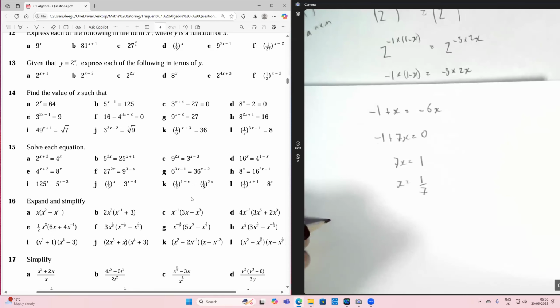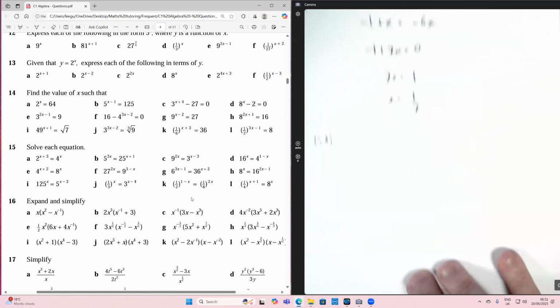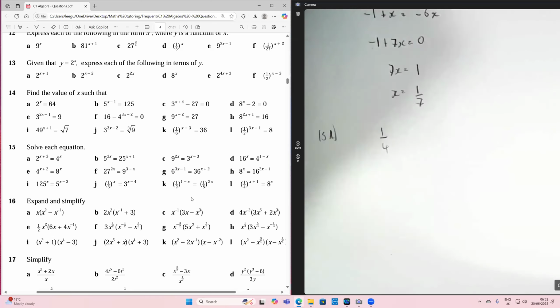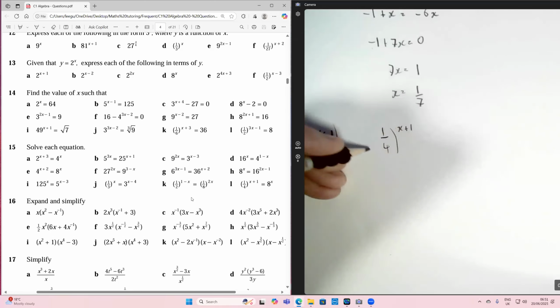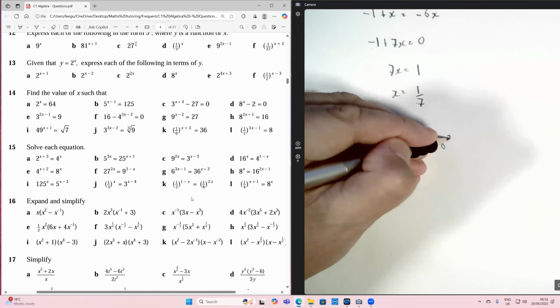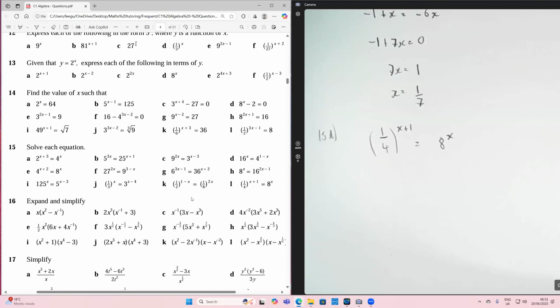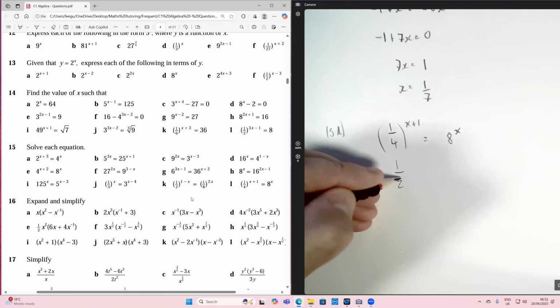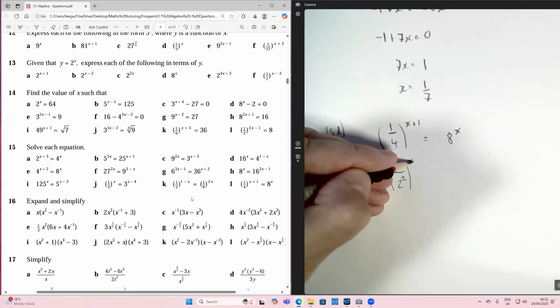Let's look at 15L. 15L, here we go. 15L, we have 1/4 to the power of x add 1 is equal to 8 to the power of x. So I know that 4 is 2 squared, and I know that 8 is 2 cubed. So again, I'm going to identify that my base power in this case is going to be 2. So I'm going to rewrite these using the laws that we've discussed earlier in our video today. I'm going to rewrite these as 1 over 2 squared to the power of x add 1.